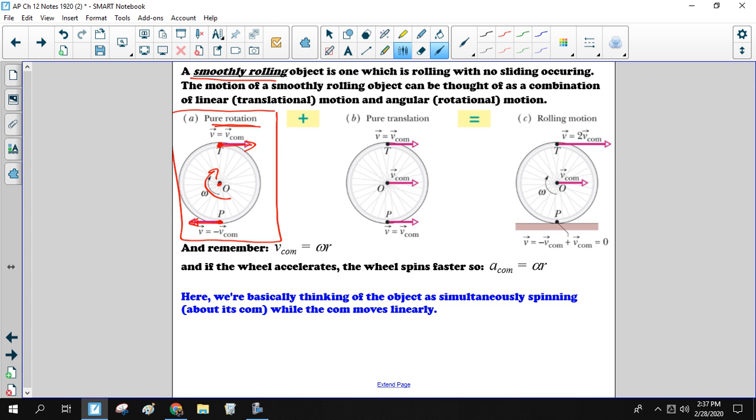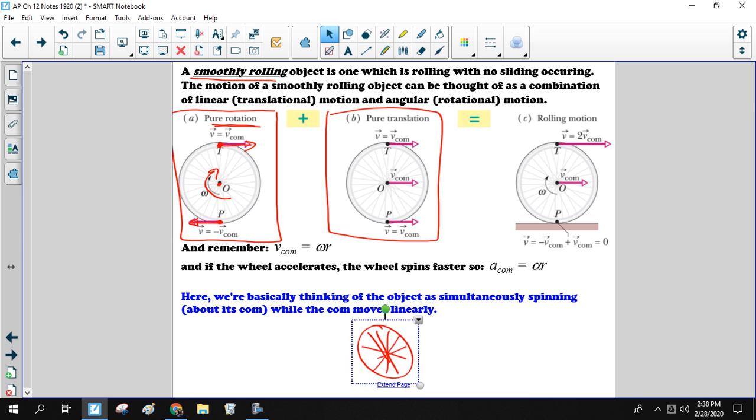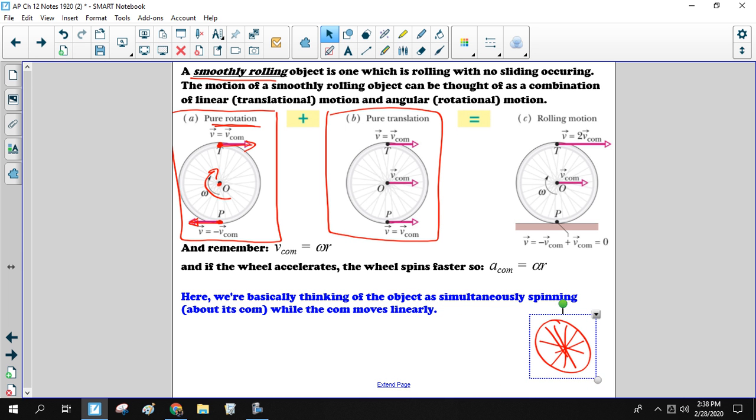Now, if we just consider a wheel literally floating through space, it's not rotating at all, it is just moving forwards. Here, I will draw it. Here's our wheel, here are the spokes of the wheel, just floating through space. Notice it's not rotating at all, it's just moving. And so every point on the wheel is now moving forwards at the same velocity.